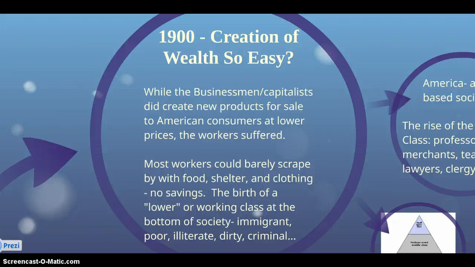And so what we see here around 1900 is the birth of a more or less permanent lower class, or we might term it the working class, and they're at the bottom of society. And these were most often immigrants coming from Southern and Eastern Europe. They were often poor, illiterate, dirty, and many suspected that they were thus given to criminal activities, and they could not be trusted to become good, law-abiding citizens in the United States.